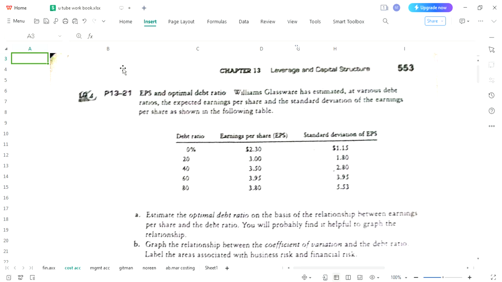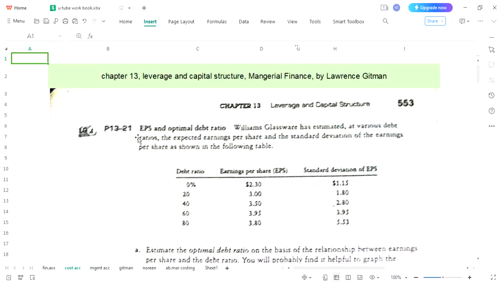Today's target is to solve question number 13.21. The chapter we are dealing with is leverage and capital structure, from the managerial finance book by Lawrence Gitman. This is a light and interesting question where we are trying to make a relationship between EPS, standard deviation, and coefficient of variation with debt ratio.